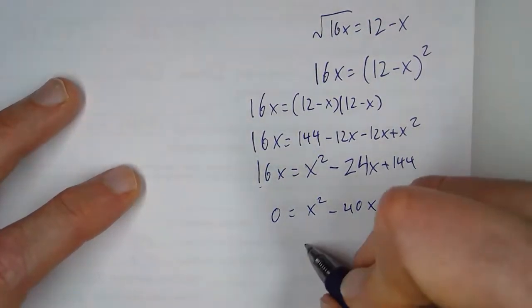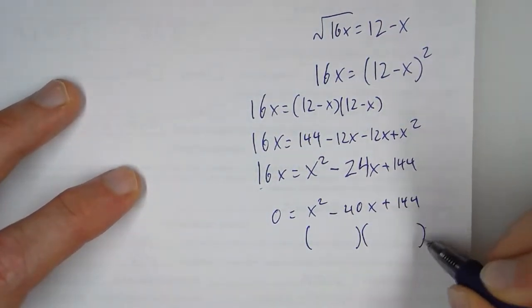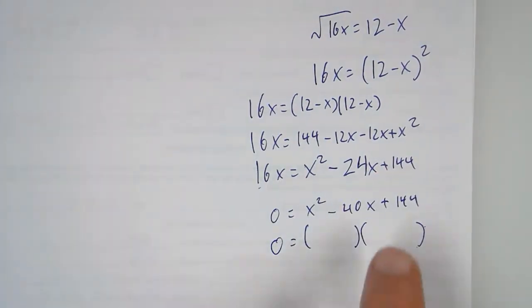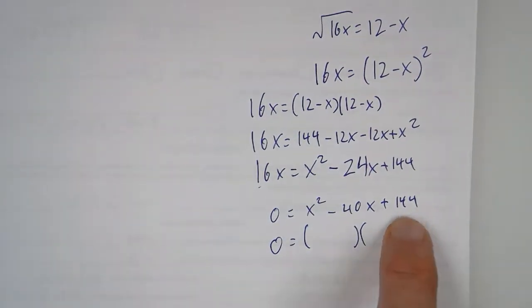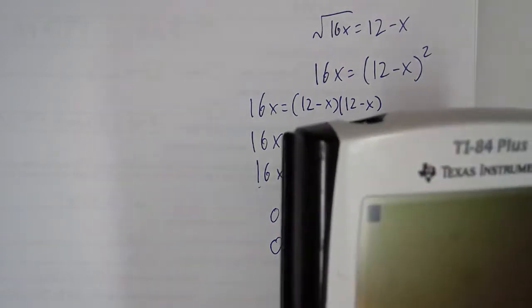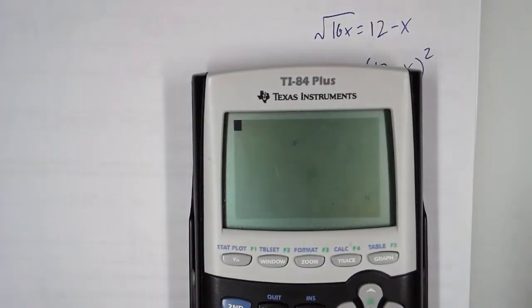Now what we need is we need to factor this. This needs to be factored. And to do that, we need to find two numbers that multiply to 144 and add to 40. Now you could use the quadratic formula also if you have that memorized or saved on your calculator. But what I'm going to do is I'm going to start by finding factors.